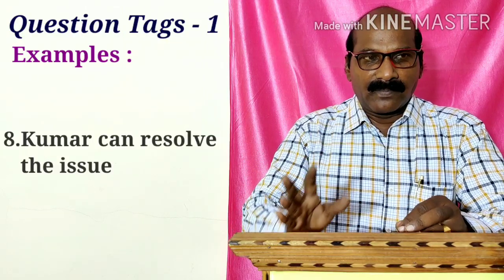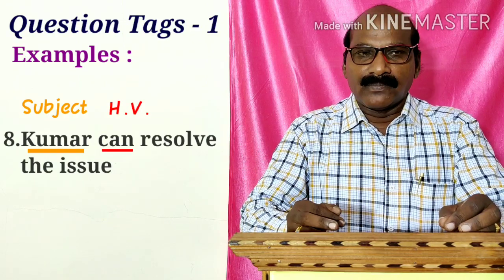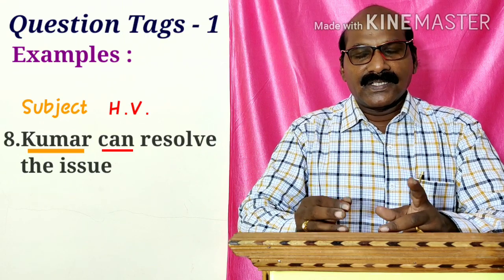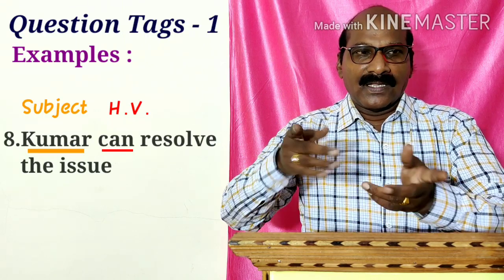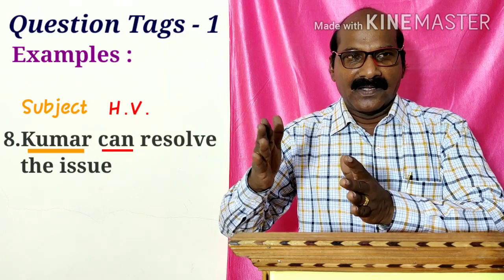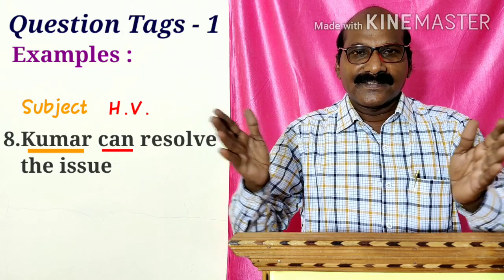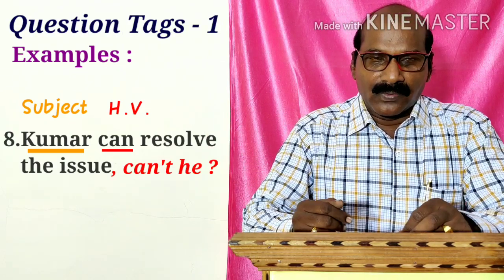Next, Kumar can resolve the issue. In the given statement, Kumar is the subject and can is the helping verb. We have to begin the tag with the helping verb can, and the statement is positive, so the tag should be negative. Cannot. The short form of cannot is can't. Can't he? Kumar can resolve the issue. Can't he?